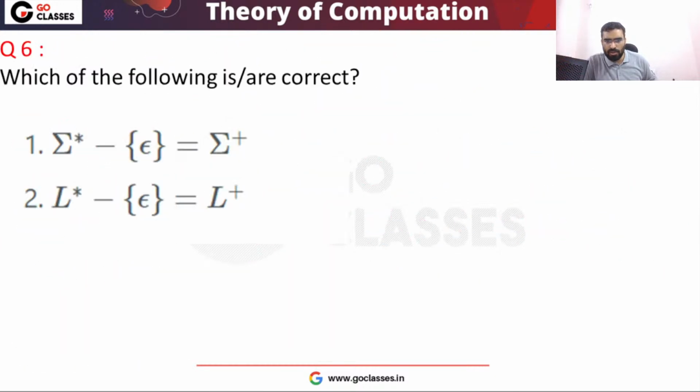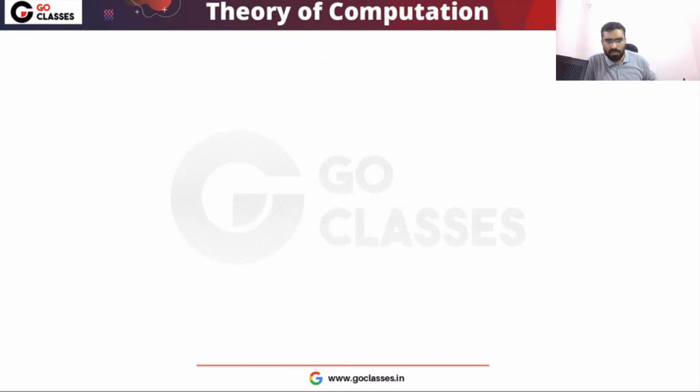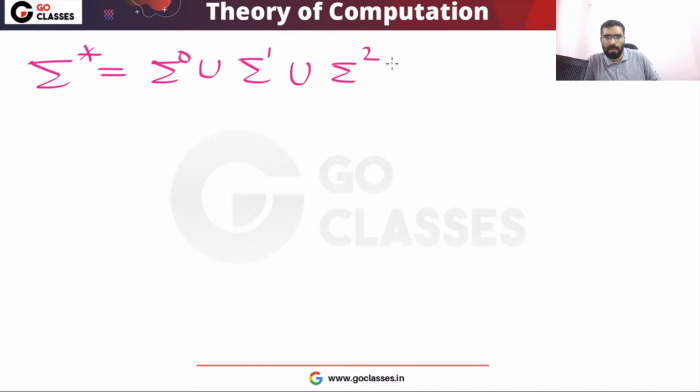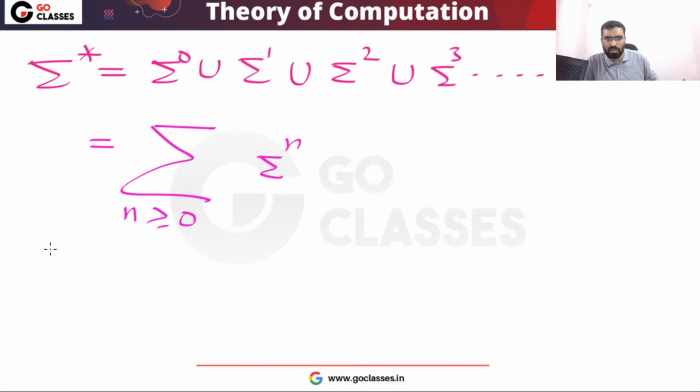You can also think like this. What is sigma star? Sigma star is sigma power 0 union sigma power 1 union sigma power 2 union sigma power 3 and so on. Sigma star is the union of sigma power n where n is greater than or equal to 0, or I can say sigma power i where i belongs to the set of whole numbers. This is your sigma star.